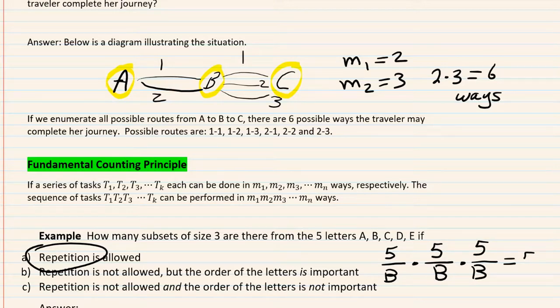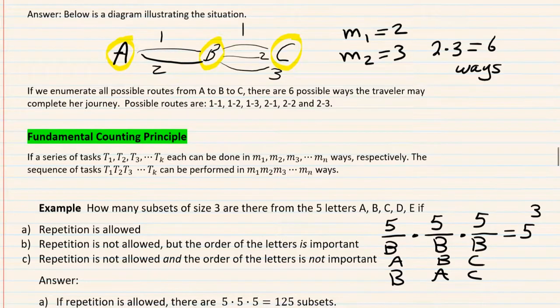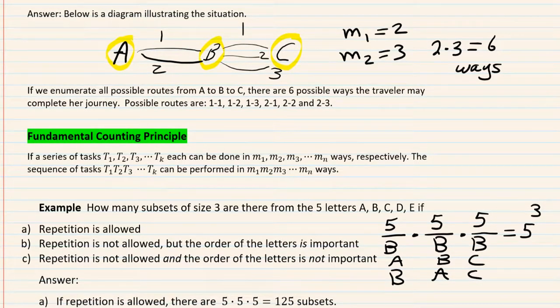So, the total is going to be done in 5 cubed, or 125 ways we can do this. There are 125 subsets of size 3 without any restriction. Now, in parts B and C, we're imposing restrictions. In part B, repetition is not allowed, but the order is important. For example, A, B, C and B, A, C are 2 different orderings.